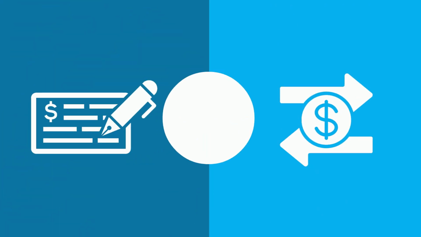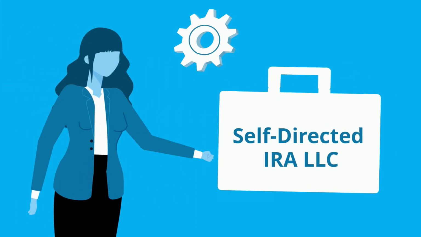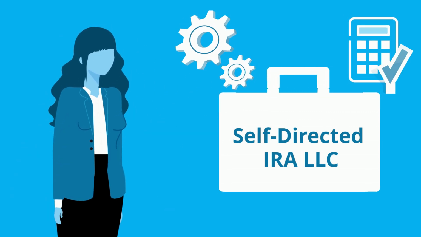To invest, you'll simply write a check or send a wire from your IRA LLC's dedicated checking account. Your self-directed IRA LLC gives you the highest level of control over your investment decisions while also providing tax advantages.